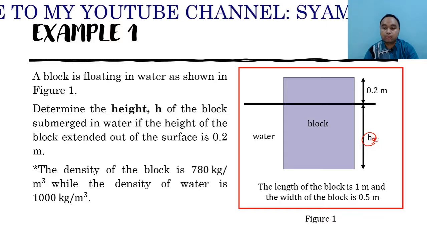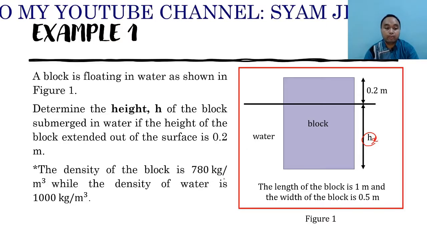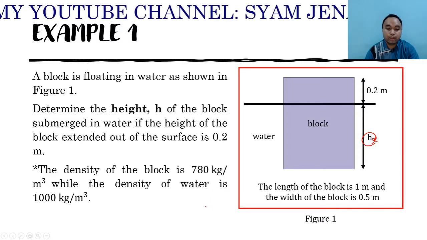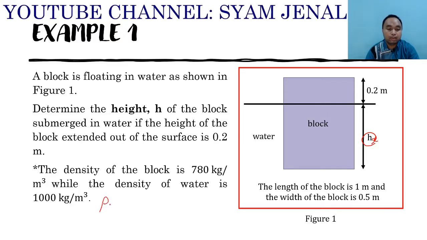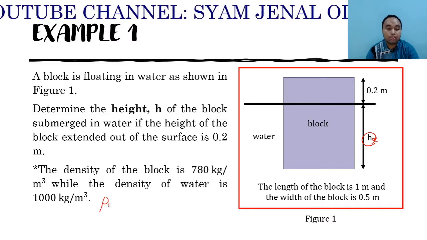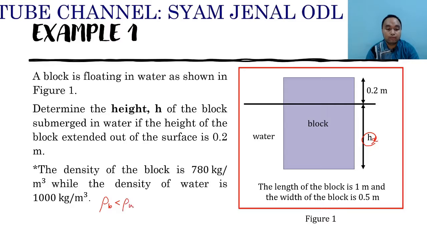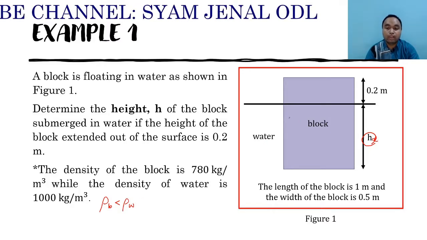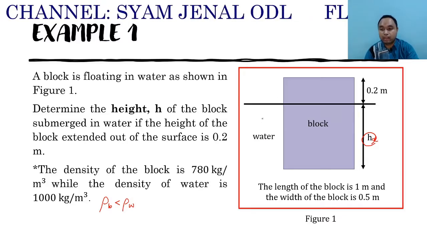Alright, H displacement. The density of the block is 780 kg per meter cube, while the density of water is 1000 kg per meter cube. So we can see from this question that the density of the block is lower than the density of water. It means that the block will be floating, as the picture shows us right now.